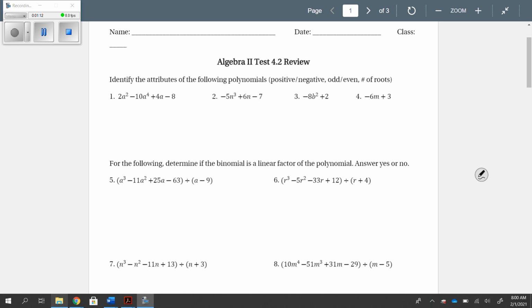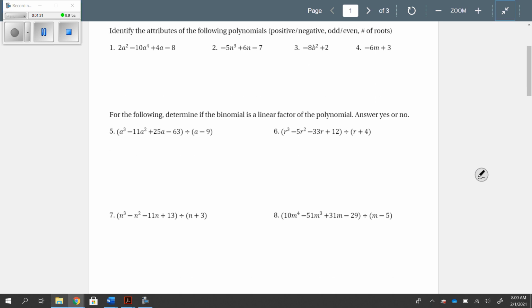Okay, you don't have to look past the first term. Number 3, what is it? Look at the 8b squared. It's negative. To the second, it's even because the exponent is 2 and it's 2 roots. And we're done. Those should take 5 seconds. All right. So that takes care of that.